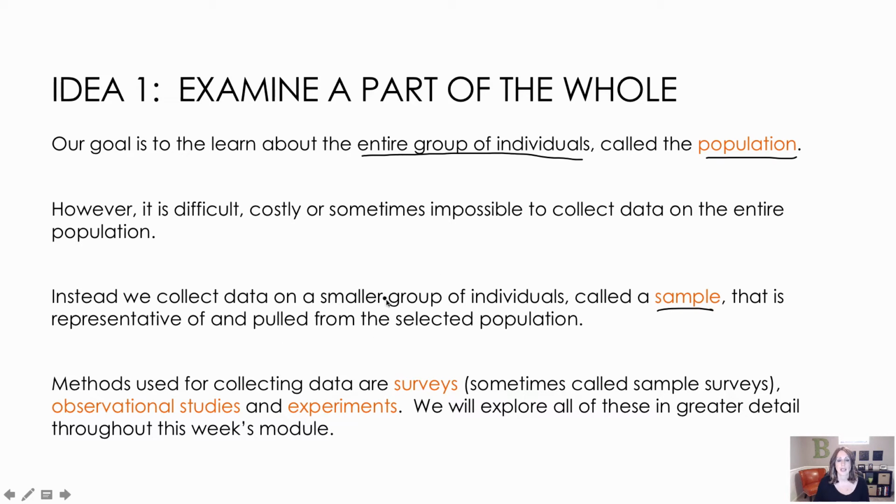So for instance, if I were interested in high school students' texting habits, the population would be all high school students. The sample would be those particular high school students that I actually surveyed or observed, etc. So methods for collecting data are surveys, sometimes called sample surveys, observational studies, and experiments. So we're going to talk about all of these in greater detail. That's chapter 11, chapter 10, both of those, throughout this week. But these are the three that we're focusing on: surveys, studies, and experiments.